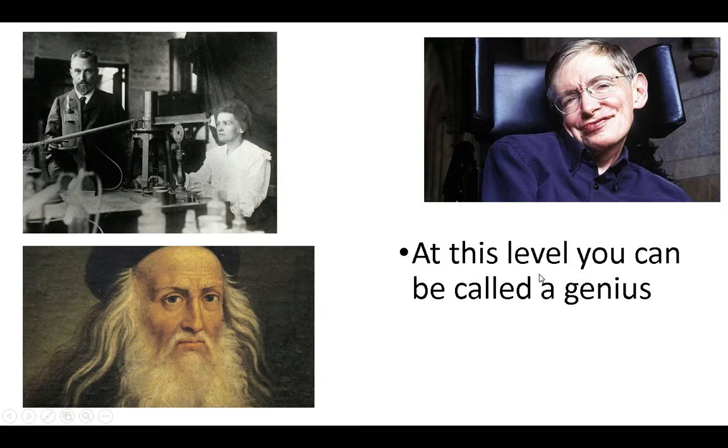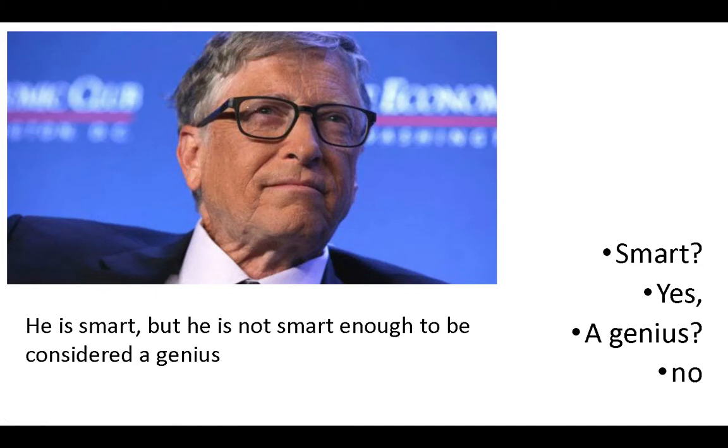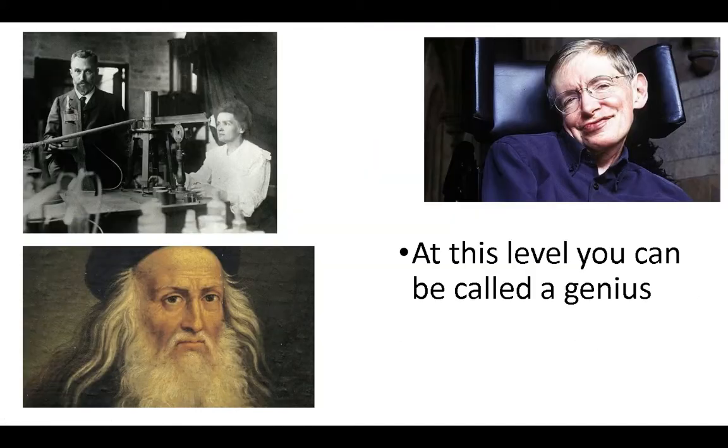Now, yeah, Bill Gates smart, right? And some other people like Elon Musk, they are smart, yes. But they are not smart enough to be called geniuses, right? So you see the difference. You have a characteristic, but the characteristic is not enough for certain purpose or objective.